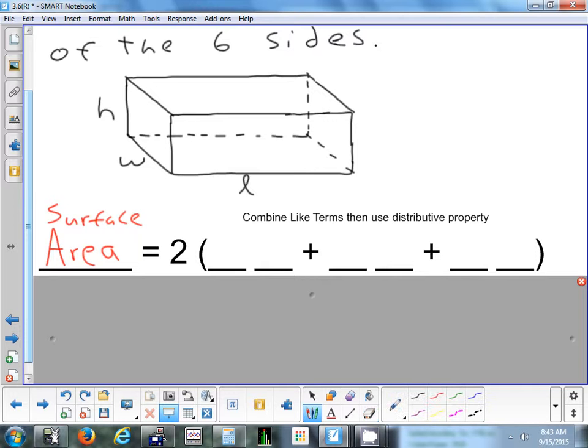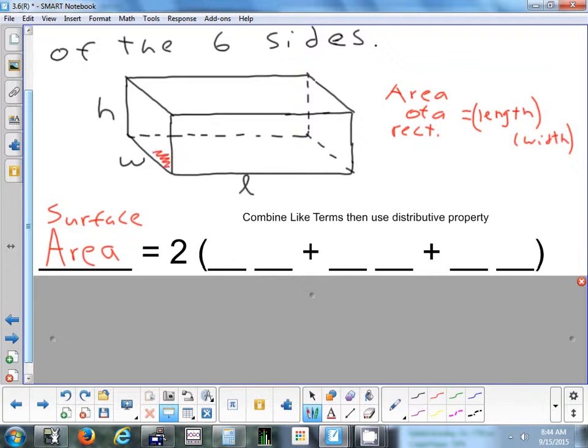Does anybody remember the formula for area of a rectangle? Remember how you find it? Yeah, you just multiply the 2 dimensions. The length times the width. So you multiply the length of the rectangle times the width. And how many rectangles do we have in this box? 6.